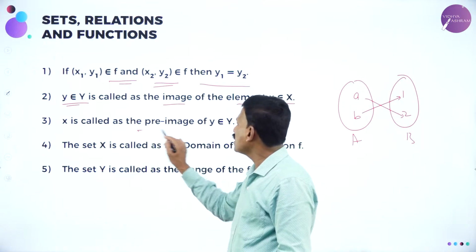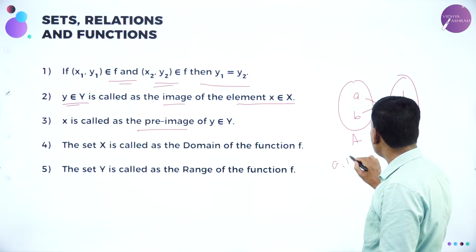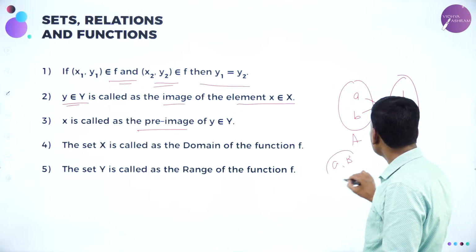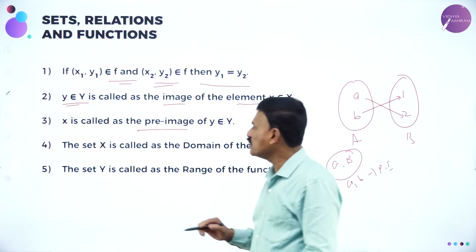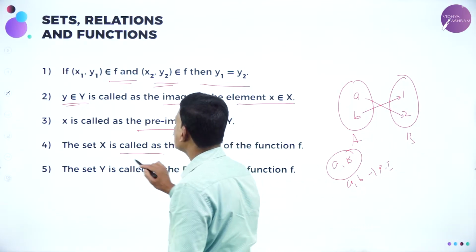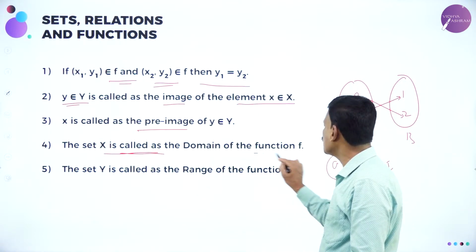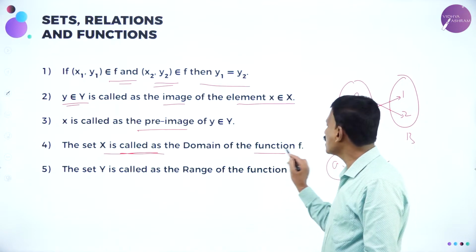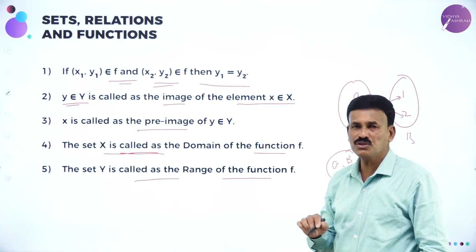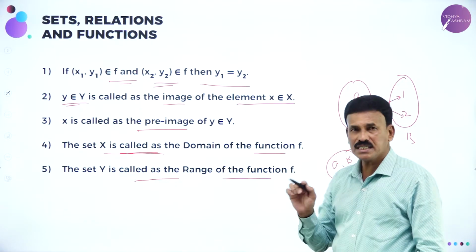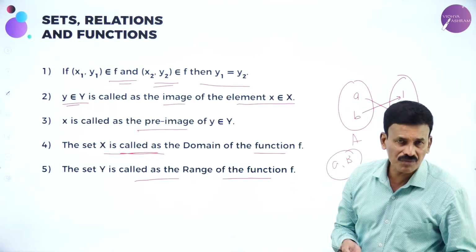Now x is called the pre-image. These a and b are called the pre-images. X is called the pre-image, and the set X is called the domain of the function, and the set Y is called the range of the function. So the set X is called the domain and the set Y is called the range of the function. See here.